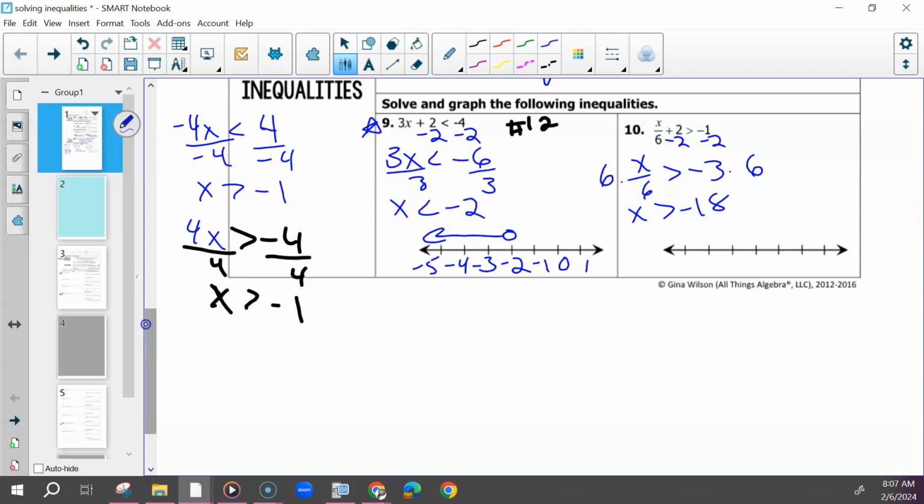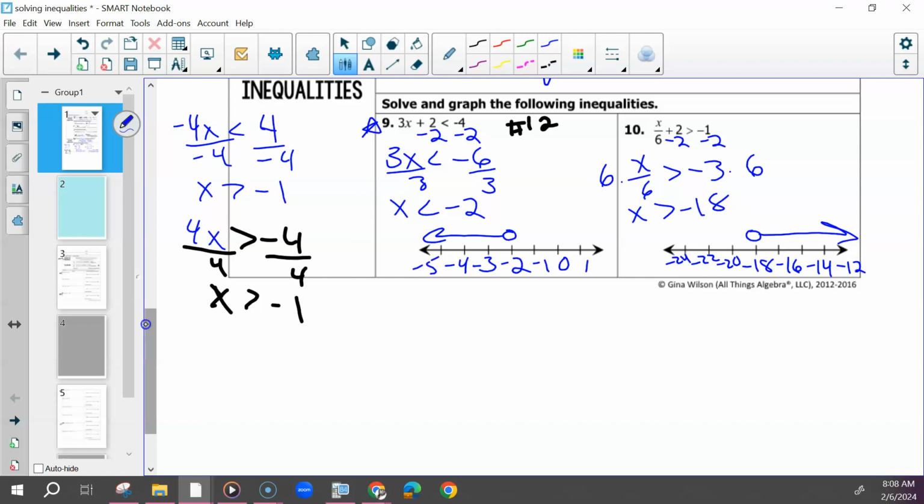And then again, fill up your graph, put whatever numbers you want there. Would that be open or closed? Open. Going to the left or to the right? To the right. Everything greater than -18.